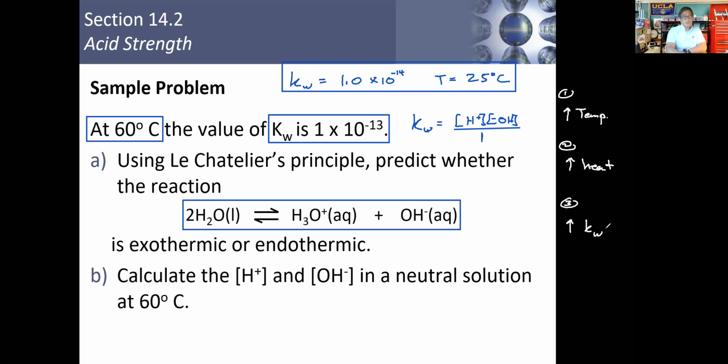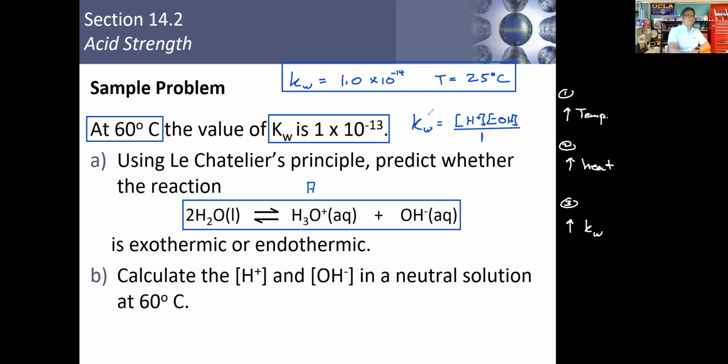Now, how can Kw increase? Well, Kw can increase if both of these values here increase. Remember, if Kw goes up, that means these two go up as well. When Kw is 10 to the minus 14, both of these were 10 to the minus 7. So for Kw to increase to 10 to the minus 13, both of these also have to increase. Now remember, hydronium ion here represents the proton. So it's basically hydrogen ions.